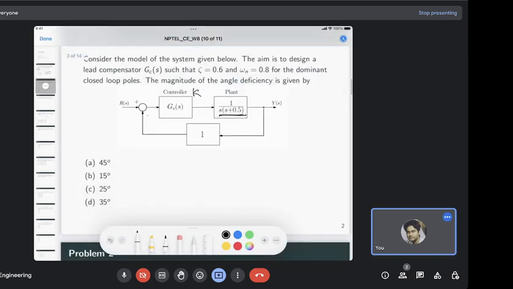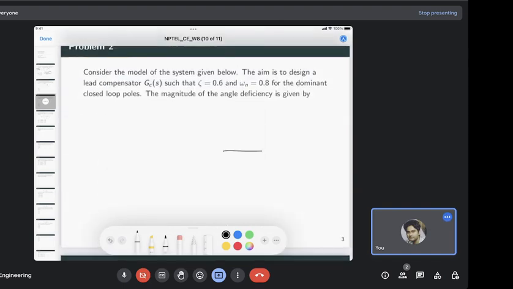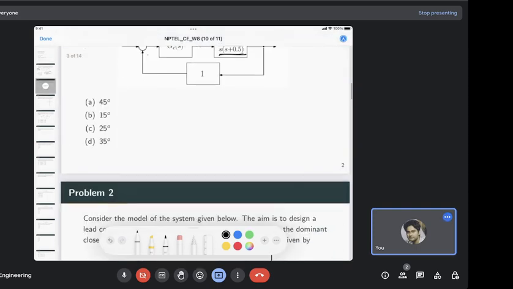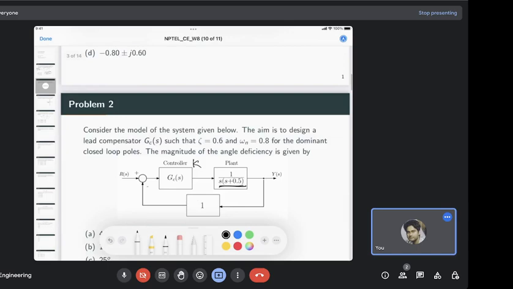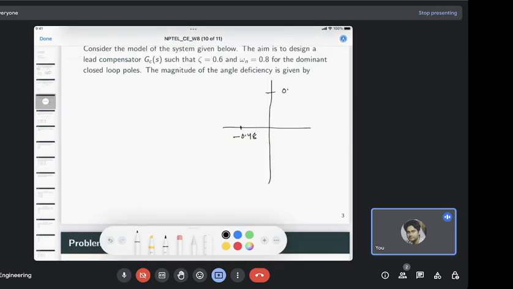So for that, let's just plot it in the S domain for clarity. Our pole locations are 0.48 plus minus this. This is minus 0.48, and this is 0.64. Okay, so this is the j omega axis, and this is minus 0.64. So this dominant pole should be located at this point.